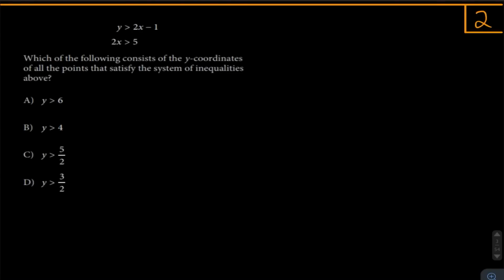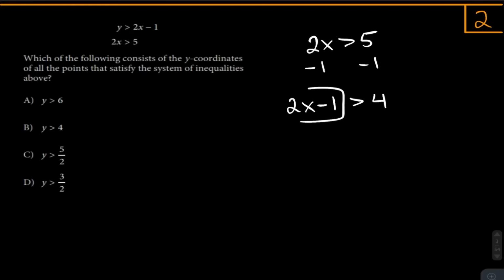We're going to make this thing a 2x minus 1. How are we going to do that? Well, we're going to subtract 1 on both sides, right? And when we do that, we get 2x minus 1 is greater than 4, right? And we don't have to switch the sign here because we're not multiplying or dividing by a negative. So now we know that 2x minus 1 is greater than 4, right? And we got that from the second equation.